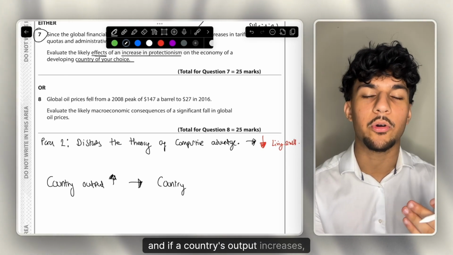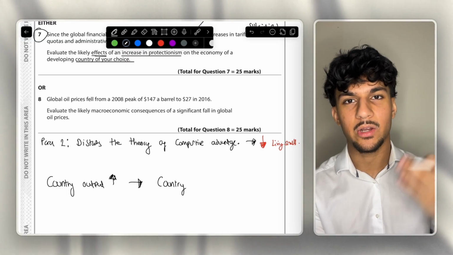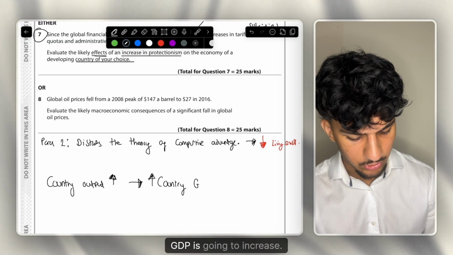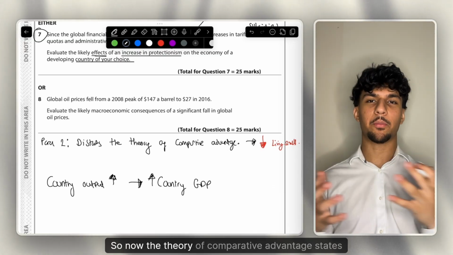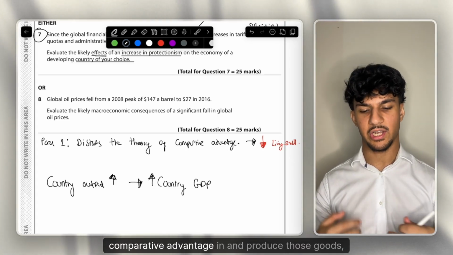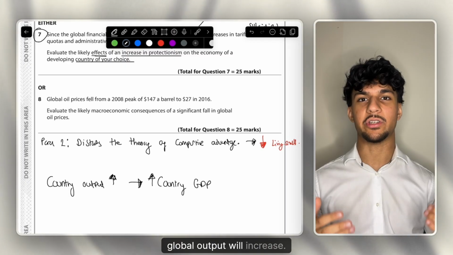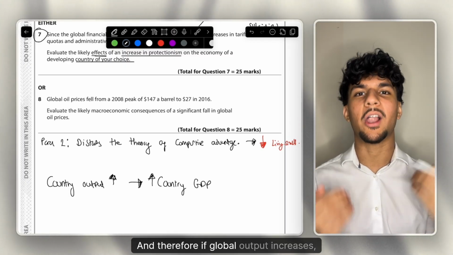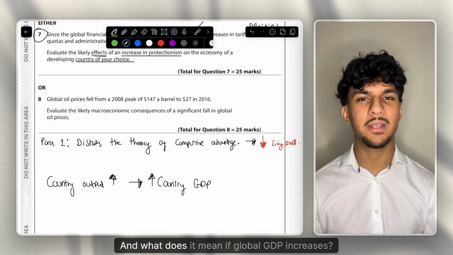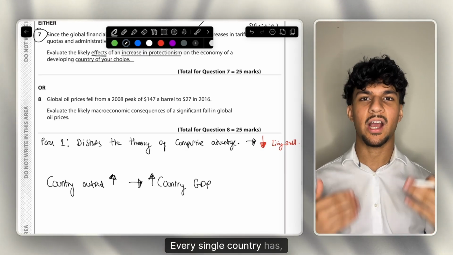And if a country's output increases, what do we say increases? What's another measure of output? GDP, gross domestic product. This means that countries' GDP is going to increase. So now, the theory of comparative advantage states, if countries specialise in goods they have a comparative advantage in and produce those goods, it means global output will increase, and therefore if global output increases, it means global GDP will increase. And what does it mean if global GDP increases? Everyone basically has more money. Every single country has more money.